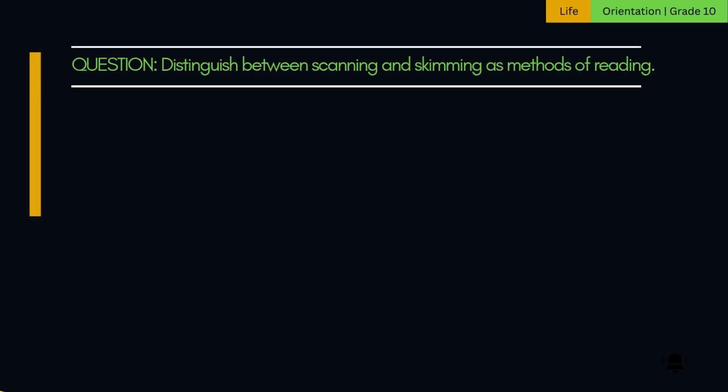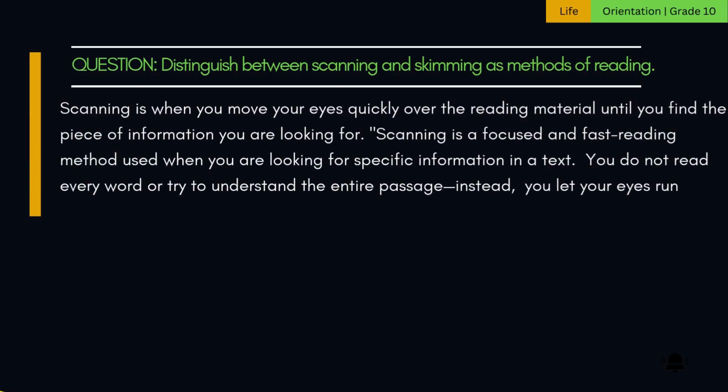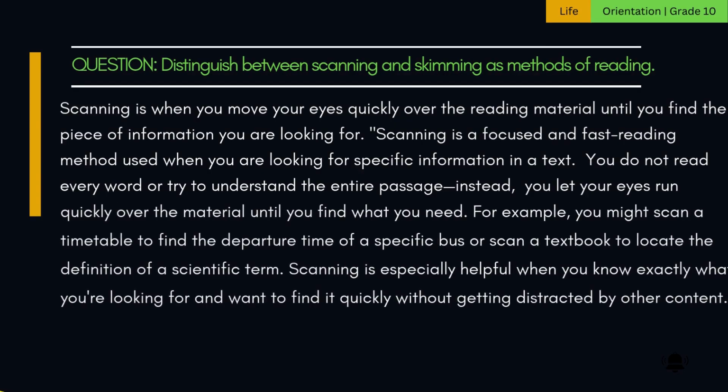Question. Distinguish between scanning and skimming as methods of reading. Scanning is when you move your eyes quickly over the reading material until you find the piece of information you are looking for. Scanning is a focused and fast reading method used when you are looking for specific information in a text. You do not read every word or try to understand the entire passage. Instead, you let your eyes run quickly over the material until you find what you need.